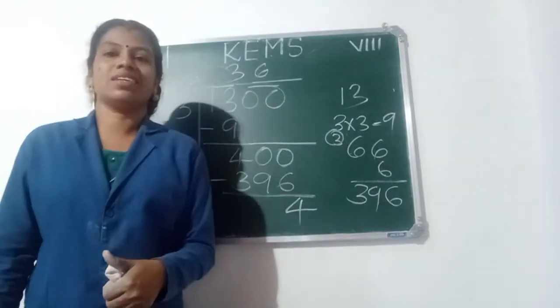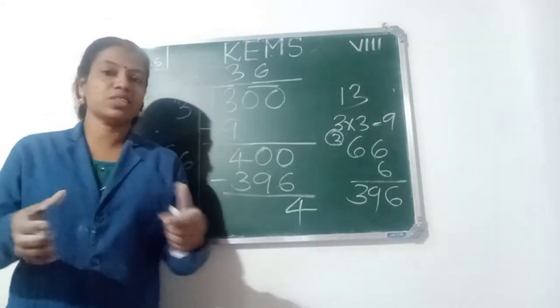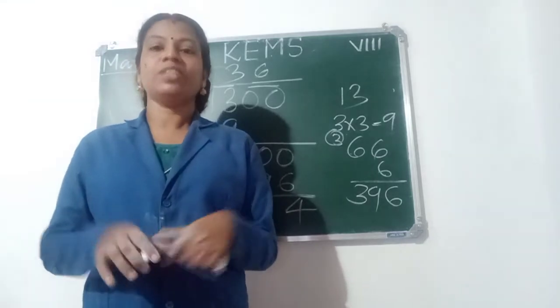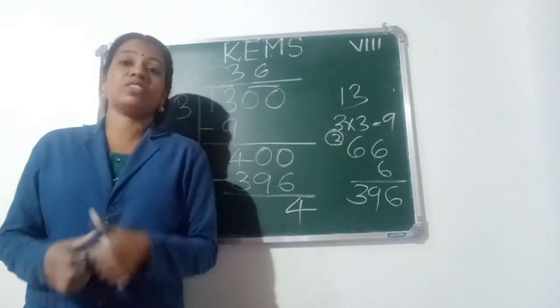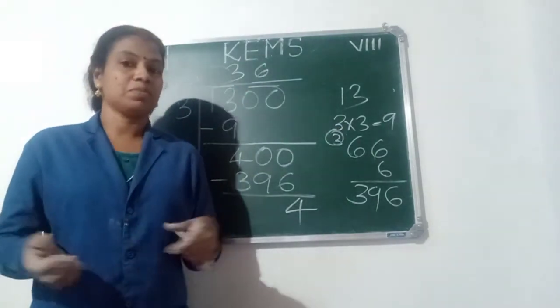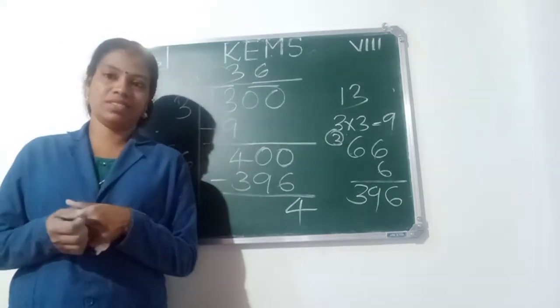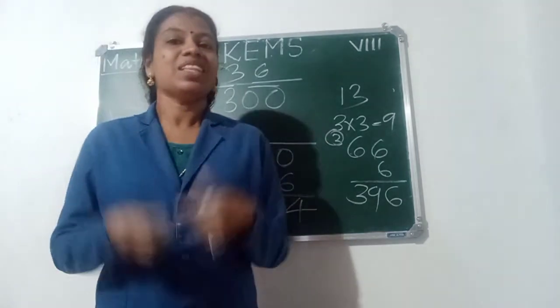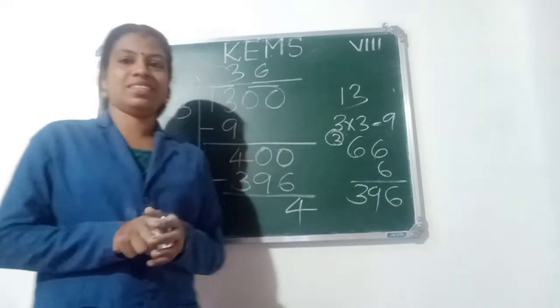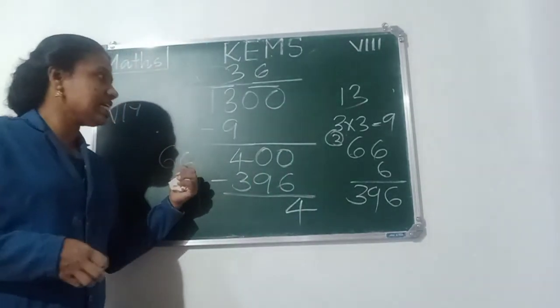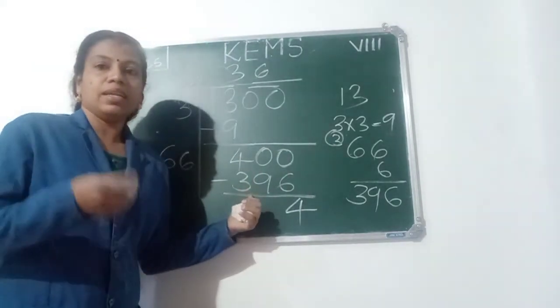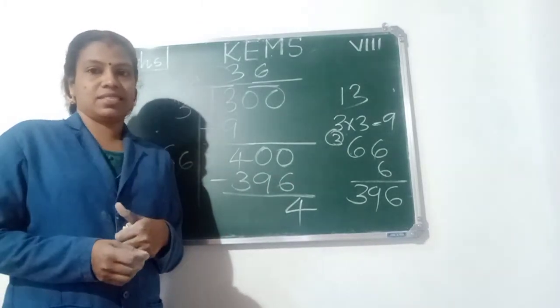Therefore, 1300 is not a perfect square number. To make this number a perfect square number, by adding what? That we have to find. If we put 6 here, the number is 396.